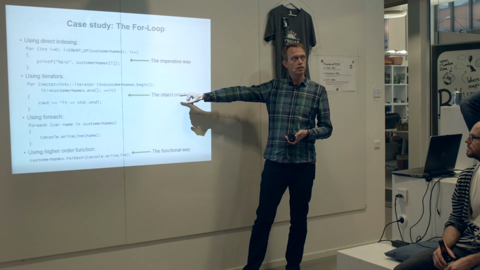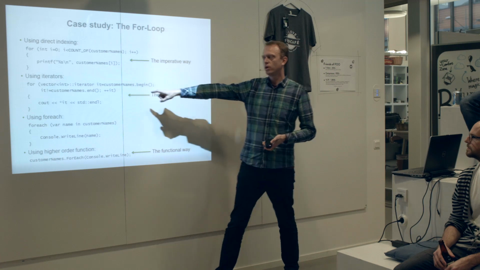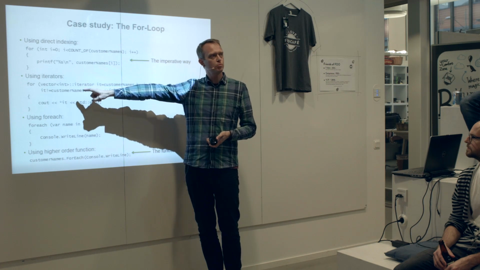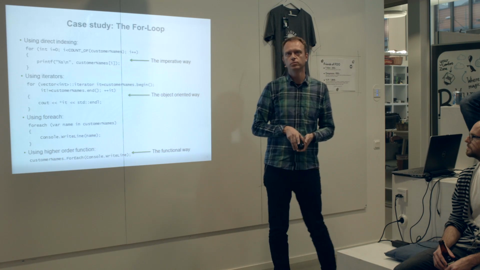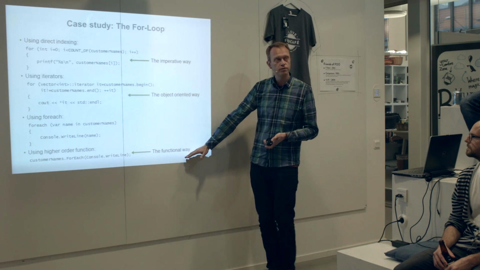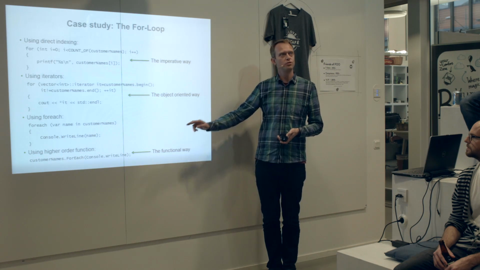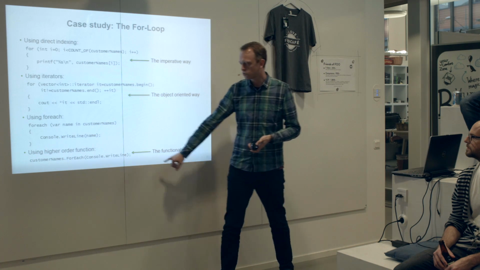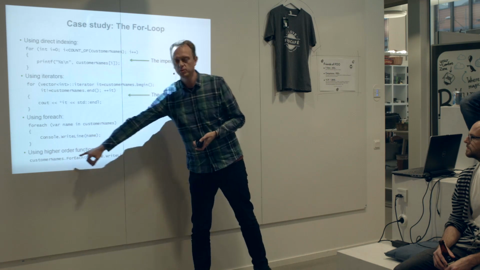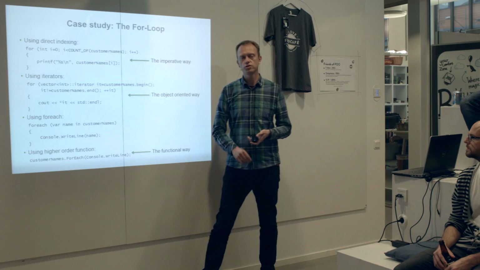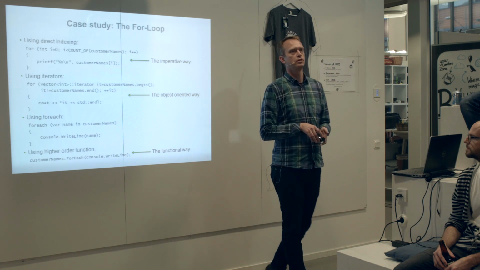Here, I would call this the object-oriented way, because here, the tool I reach for is an object. It's a class. It's the iterator class. That's what I reach for to solve this problem. And this one here is the functional way, according to the definition we heard. Because here I'm just reaching for this function. I'm doing a write line, and I'm writing all my customer names using the for each function. I'm just applying this write line function.